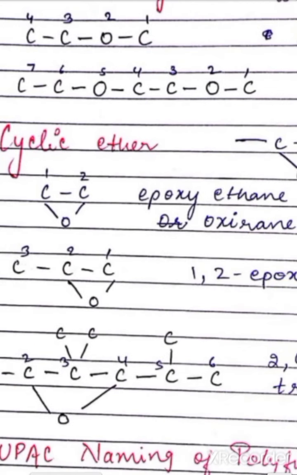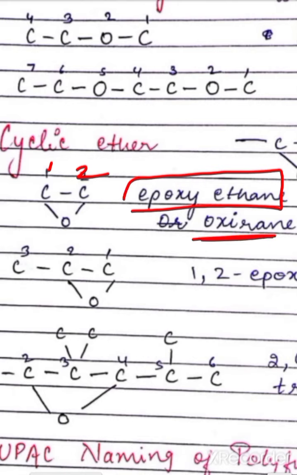Okay, so let's look at the first example. In this we number it like this, first and second carbon, so epoxyethane. Its trivial name is oxirane.